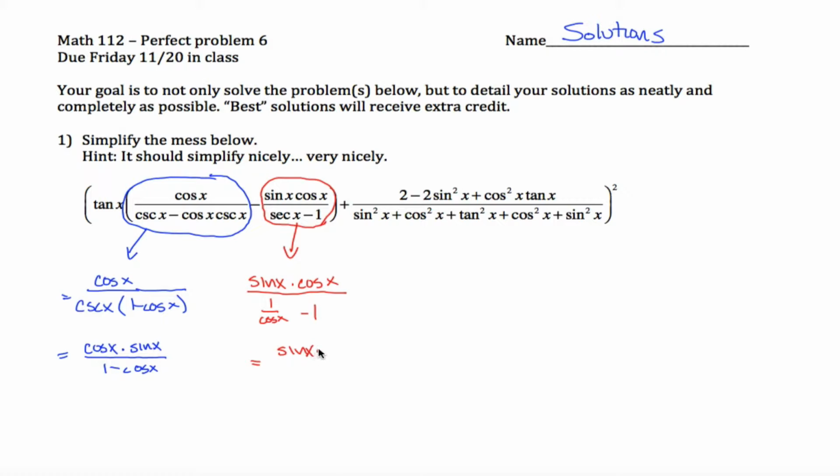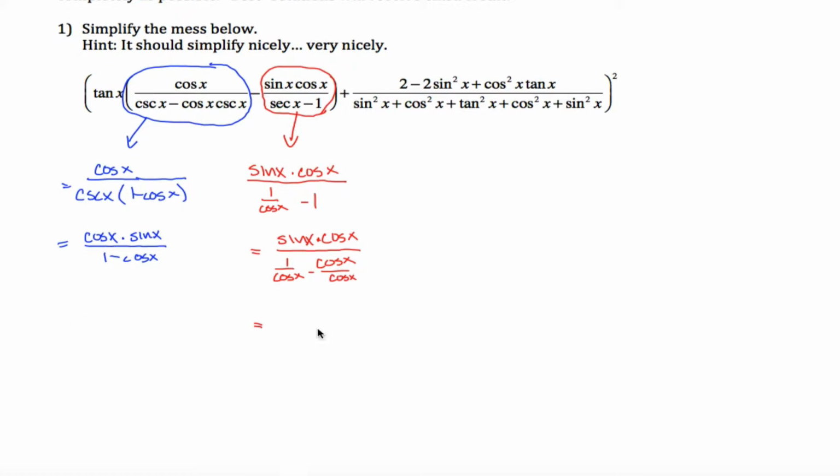So what I'm going to do is get a common denominator down here in the denominator. I'm going to say this is 1 over cosine of x minus cosine of x over cosine of x. And that will allow me to rewrite this as a fraction over a fraction for the time being. So I got cosine of x times sine of x divided by 1, and that whole thing is divided by 1 minus cosine of x divided by cosine of x. I took these terms and have a common denominator, so I subtracted the numerators.